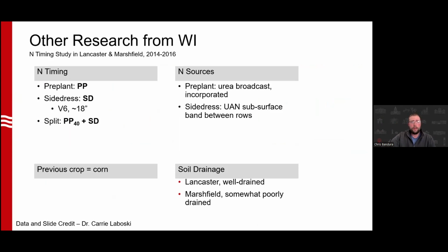Let's pull in a little bit of Wisconsin specific research. I know Dr. Carrie Lebowski presented some of this work back in 2020 in a previous Badger Crop Connect. This particular study has a very similar storyline to it. We're just going to focus on 3 different timing strategies, and this will be much shorter. We had all the N applied pre-plant, all the N applied as a side dress around V6, and then a split application with 40 at planting and the remainder at side dress.